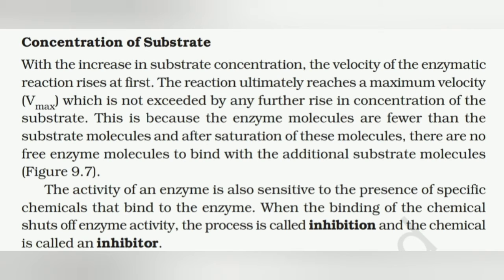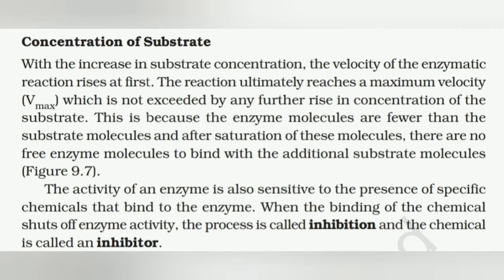Concentration of substrate. With the increase in the substrate concentration, the velocity of the enzymatic reaction rises at first. The reaction ultimately reaches a maximum velocity, that is Vmax, which is not exceeded by any further rise in concentration of substrate. This is because the enzyme molecules are fewer than the substrate molecules, and after saturation of these molecules, there are no free enzyme to bind with the additional substrate molecule.